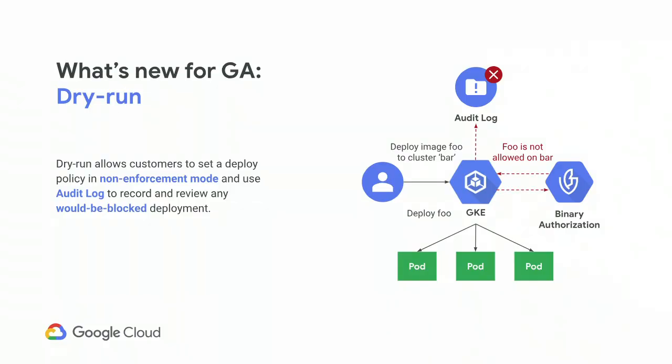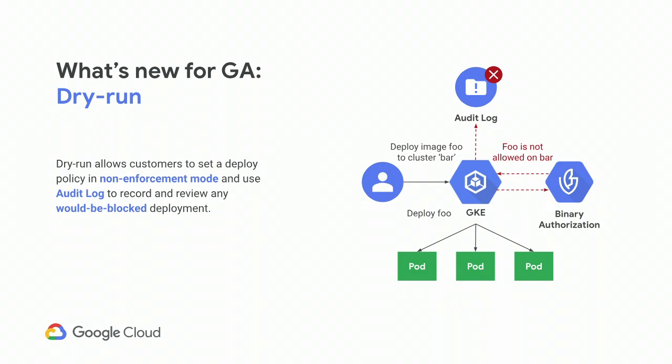So we're releasing GA at this year's Google Next, so we're very happy that our product is going to be generally available. There are a few new features that we're pushing out with our GA release. One of those is the dry run feature. Dry run means that you're now able to set a policy in non-enforcement mode so that you can try out new deployment policies without risking production interruption.